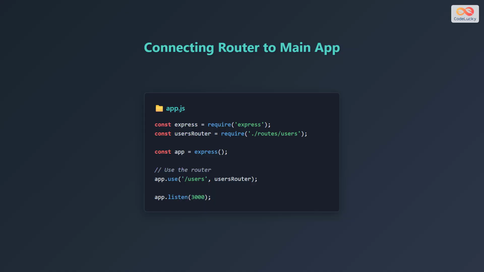Now, let's connect the router to your main application. In your app.js file, require the router file, then use the app.use method to mount the router on a specific path. For example, mounting the users router on the /users path means all routes defined in the users router will be accessible under the /users prefix. Finally, start the server by listening to the port number 3000.